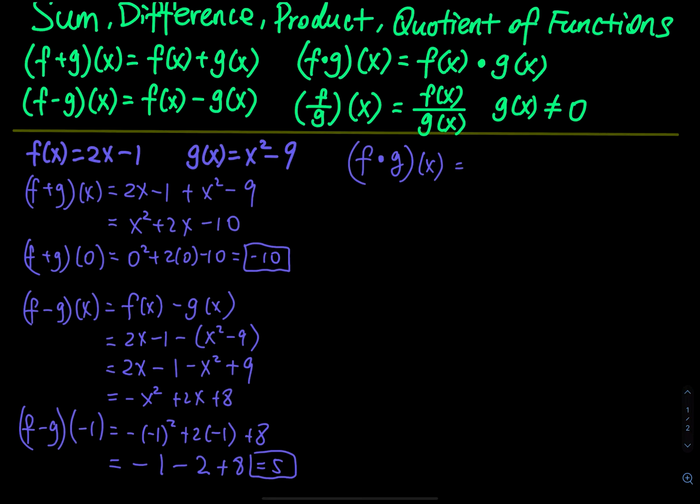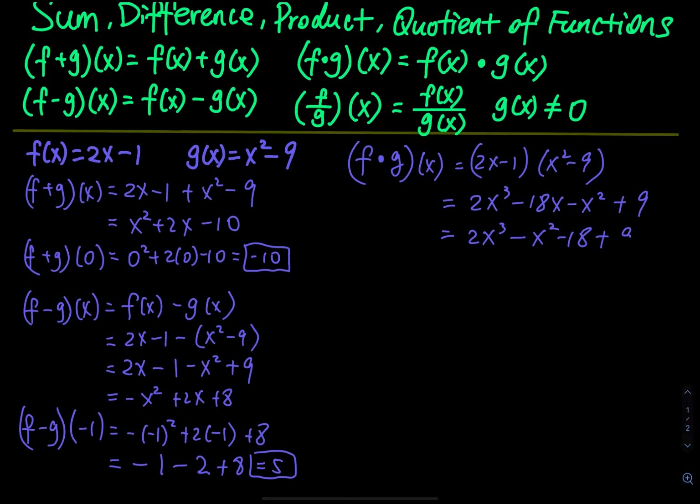All right. You have 2x minus 1 and then x squared minus 9. So you are multiplying these two factors. So what do you have? 2x times x squared, 2x to the third, minus 2x times 9, minus x squared plus 9. All right, so we have 2x to the third minus x squared minus 18x plus 9. And nothing else can be simplified.